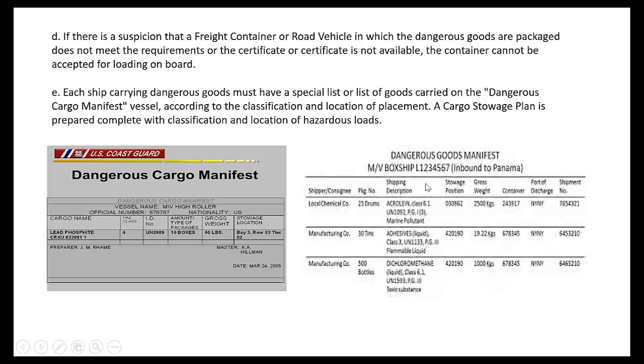So another sample is the dangerous goods manifest, with the shipper and consignee name, packaging number, shipping declaration, stowage position. So this is the stowage position, the location, the gross weight, container number, port of discharge, and shipment number.